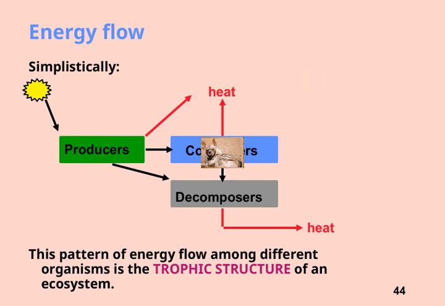Let's take a closer look at the energy flow within an ecosystem. Simplistically, this pattern of energy transfer among different organisms forms what we call the trophic structure. Essentially, it describes how energy moves from one level to the next.